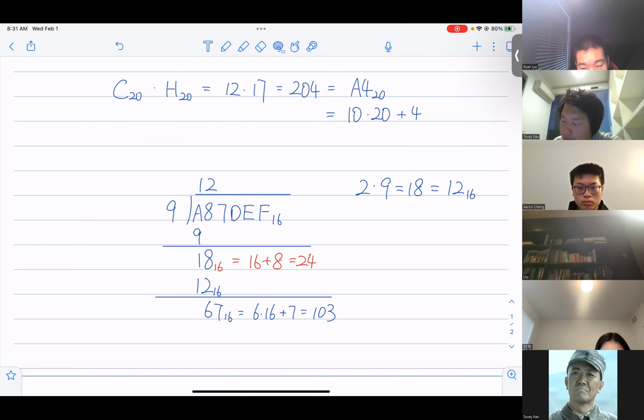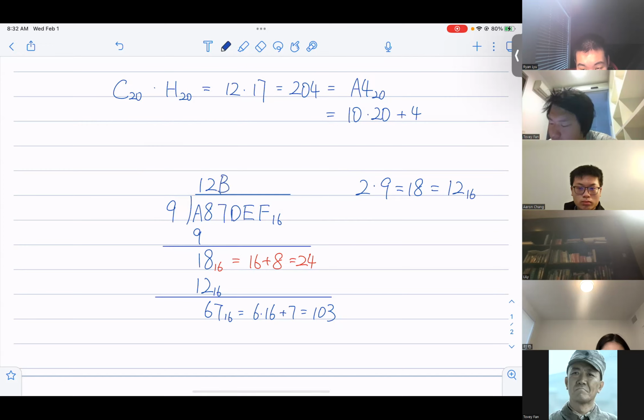Okay, and then again, how many 9s are there in 103? Now, this is decimal. Okay, this 103 becomes decimal, right? And this 9 is also decimal. I mean, if it's in 16 or it's in decimal, doesn't really matter. So 103 divided by 9, how many? 11, right? There's 99, yeah? Okay, so we get 11, 11 would be B, right?